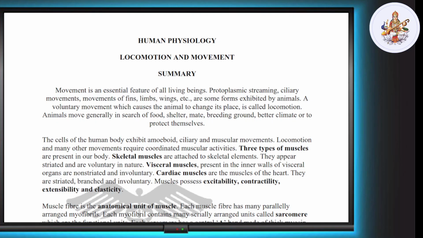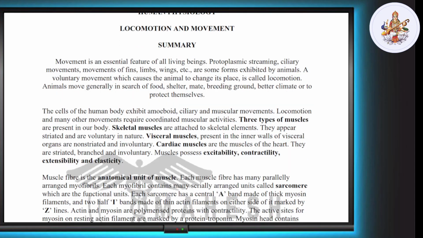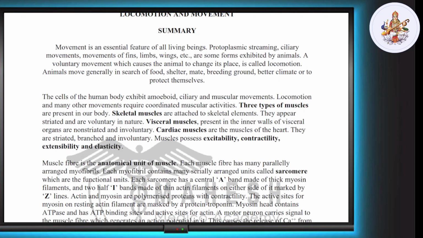Types of movement in human cells. Now, within the human body, cells exhibit three kinds of movement. Amoeboid, like white blood cells moving through tissues. Ciliary, such as the movement of cilia in our respiratory tract. Muscular, which is the focus of today's summary.